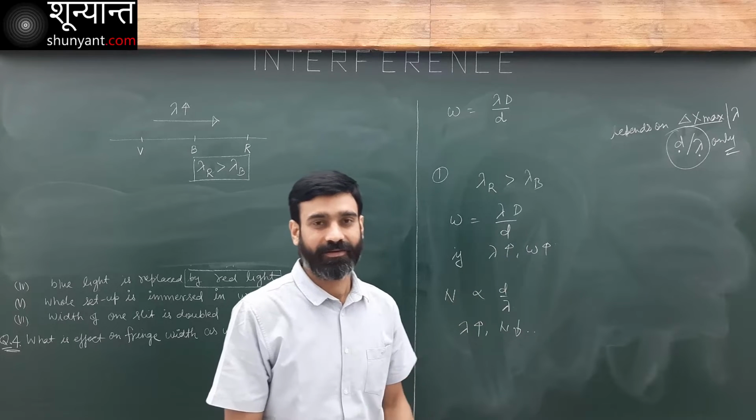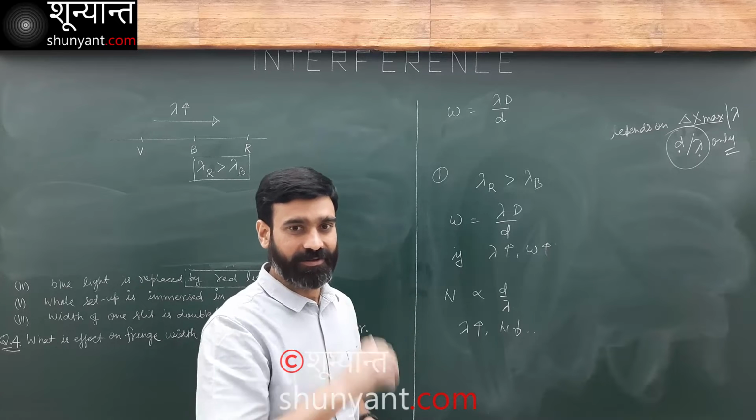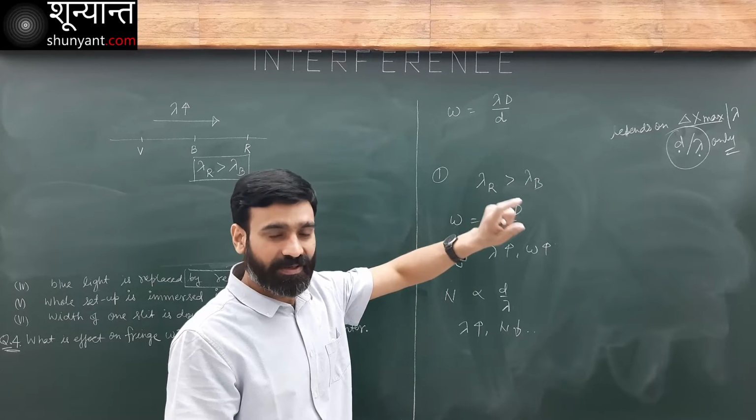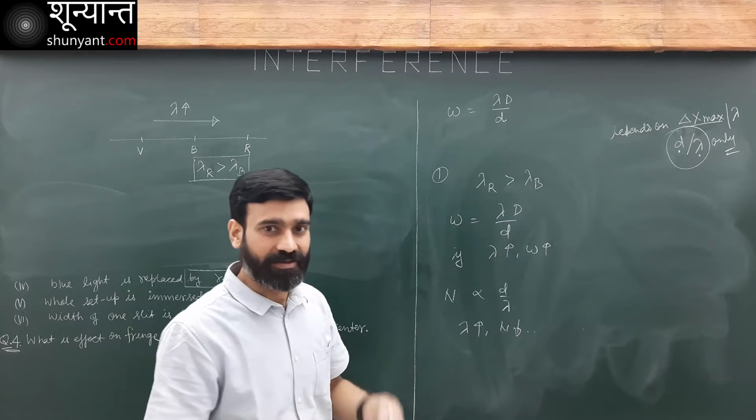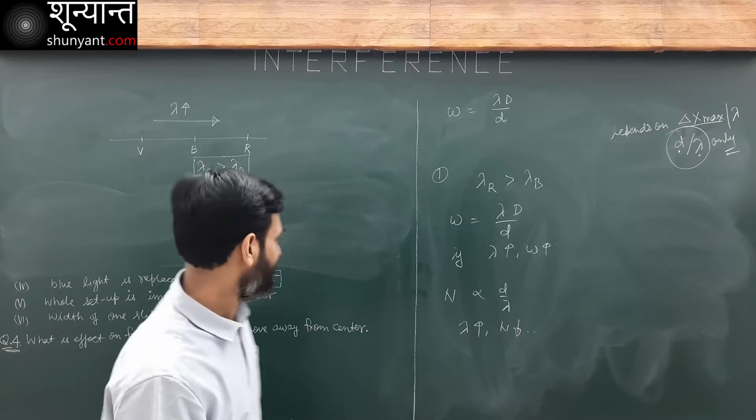That's why the order of the last bright fringe that I am going to get will decrease. Path difference remains same, delta x max remains same, but wavelength has increased. So the order of fringe will decrease. You understand this?